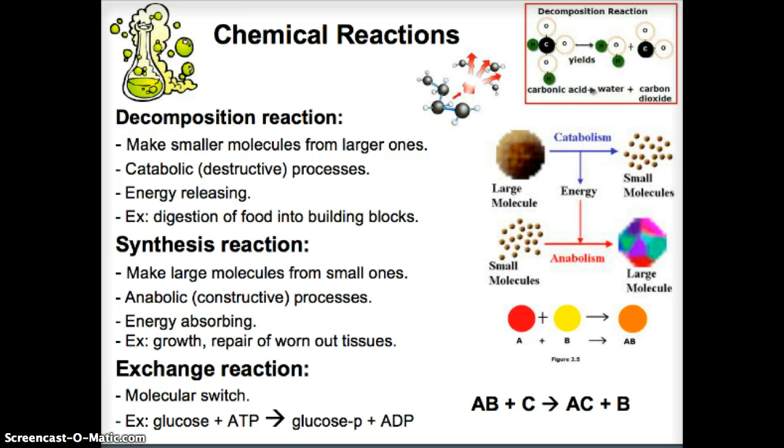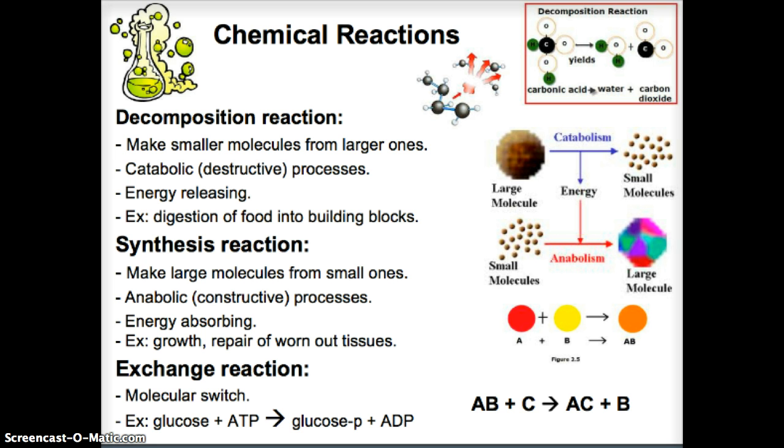Then we have some ways of reacting chemically. We have a decomposition reaction. That's one where we make smaller molecules from larger ones. We take a large food molecule and break it down small enough that we can absorb the independent glucose or fat molecules. This is a catabolic reaction. Catabolism is a breakdown reaction. It's destructive. It releases energy when we do that, which is helpful. Example: our digestion of food, as I mentioned.